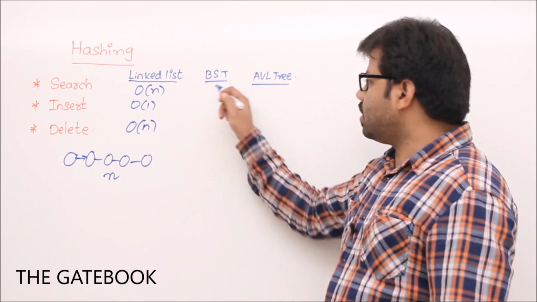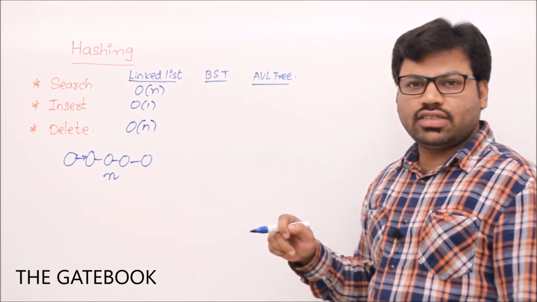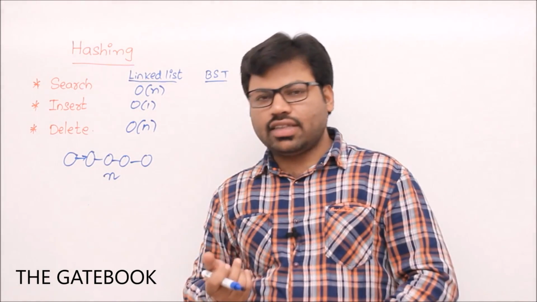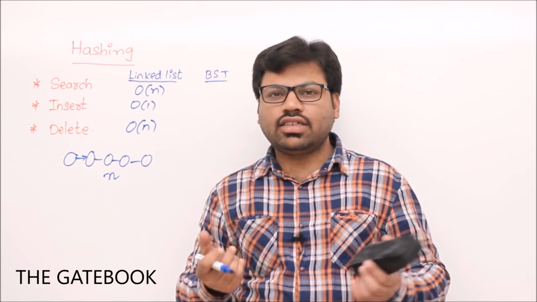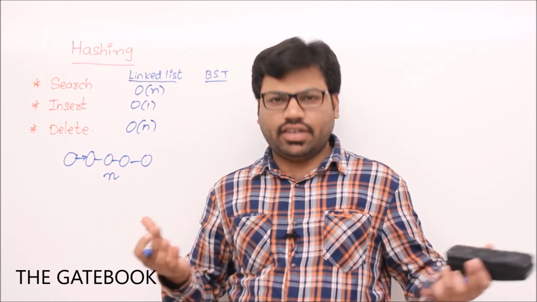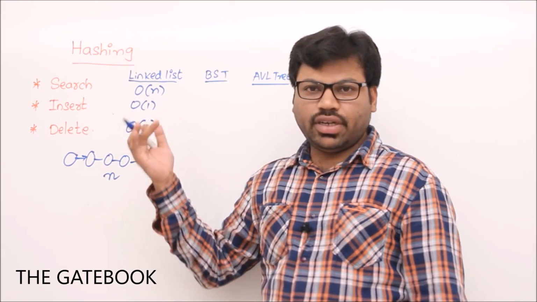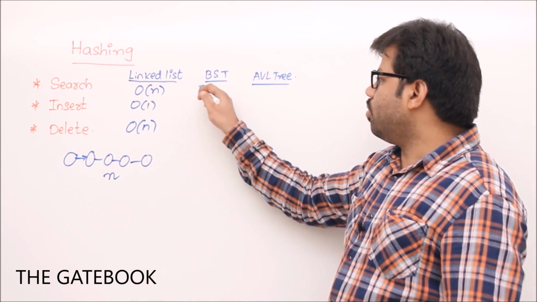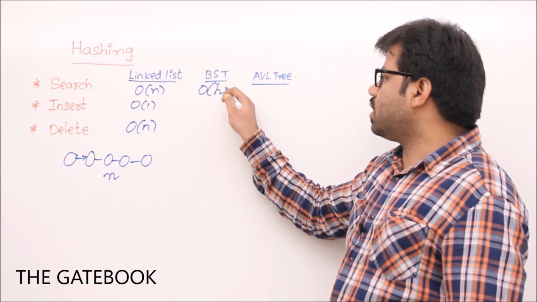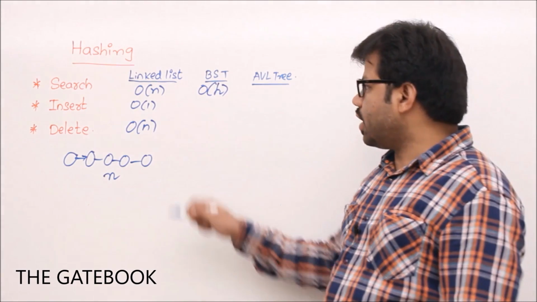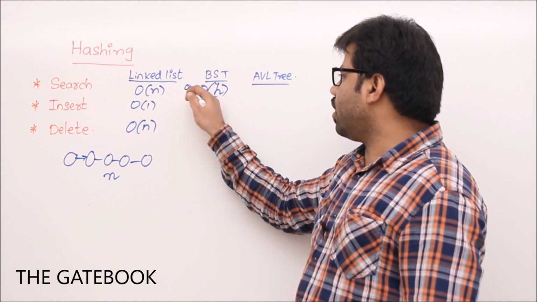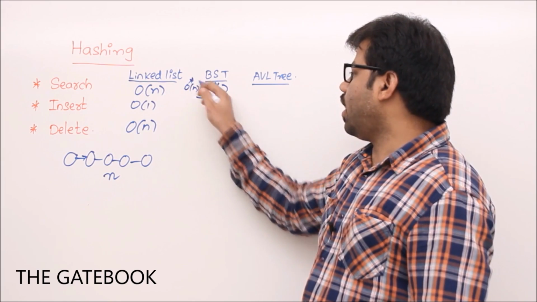Now we'll see BST, binary search tree. Why am I preferring binary search trees? In a binary search tree, you have ordered data, right? You are ordering the data, correct? If you have ordered data, probably I can do searching better. So in a binary search tree, the time complexity will become order of h. But in the worst case, we know that it will be order of n, where the height is n.